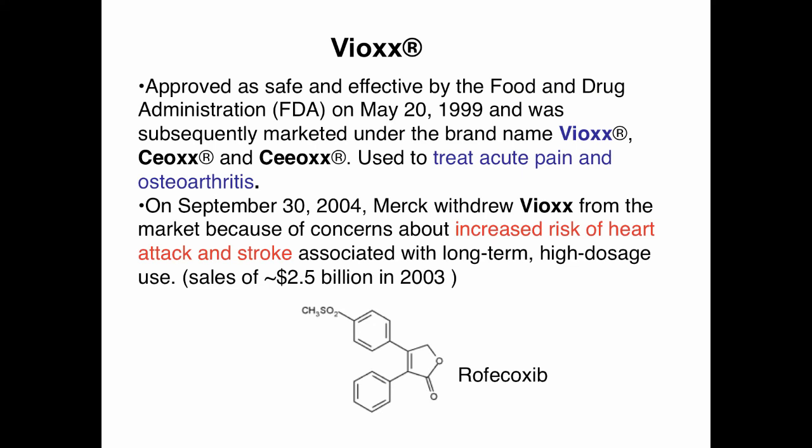Vioxx is a COX-2 inhibitor and is a story of a good drug gone bad. The active ingredient of Vioxx, rofecoxib, is a selective COX-2 inhibitor and was approved as safe and effective by the Food and Drug Administration. It was used to treat acute pain and arthritis and actually worked very well for its prescribed treatment. However, on September 30, 2004, Merck withdrew Vioxx from the market because of safety concerns about risk of heart attack and stroke and death associated with long-term high-dosage use of Vioxx.